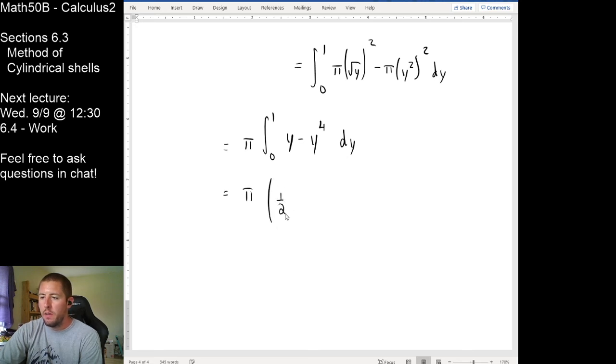Evaluating my integral: y to the 1, we add 1 to the power, so it's now y to the 2. Since our new power is 2, I need to introduce a coefficient of 1/2 to cancel the coefficient we would introduce with the derivative. In our second term, y to the 4th becomes y to the 5th. But since our power is now 5, I need to introduce a 1/5 so that when we take the derivative, we get back to y to the 4th. This is going to be evaluated from y equals 0 to y equals 1.